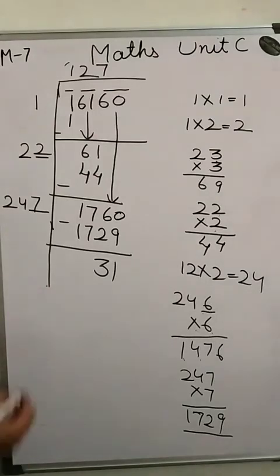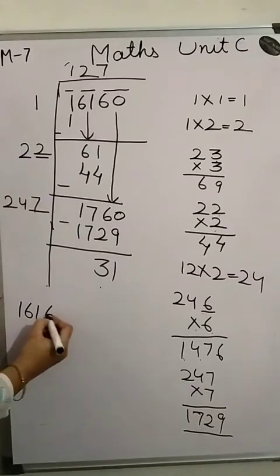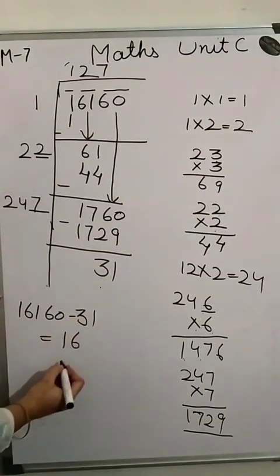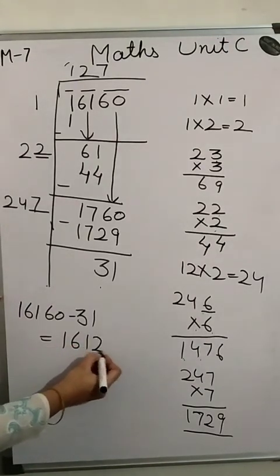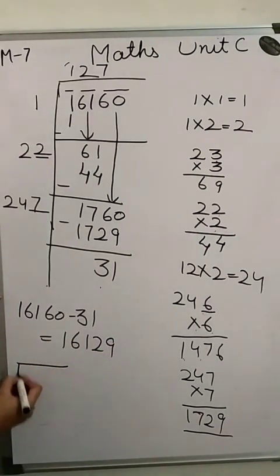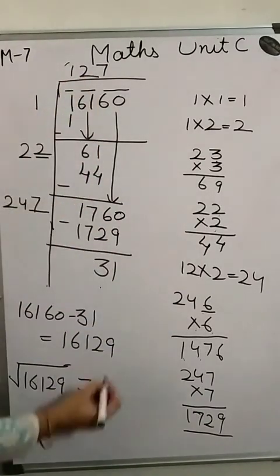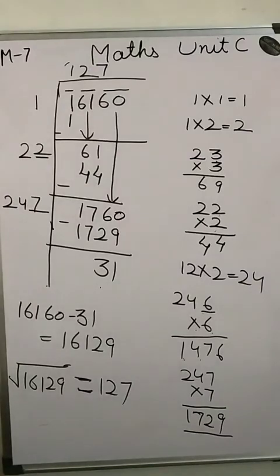So what will be the answer? You subtract this 31 from this number, so you will get 16,129. Whenever we find the square root of this number, you will get 127. The square root of 16,129 is 127. So in this way you can calculate these questions. Thank you everyone.